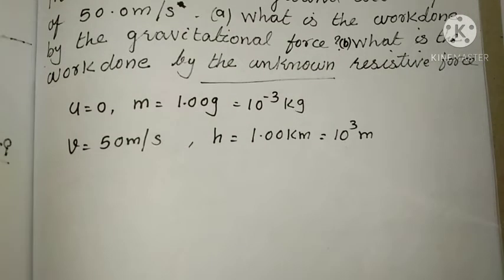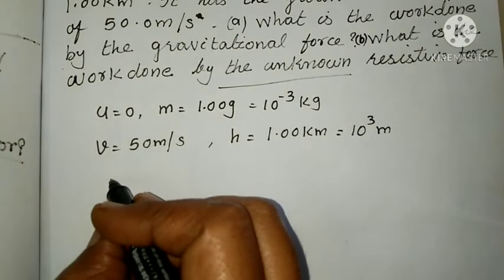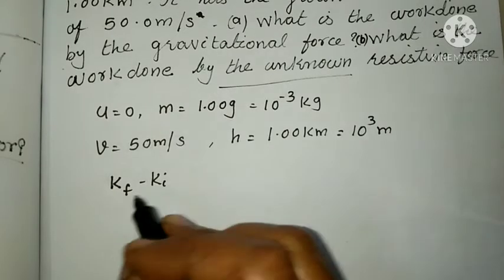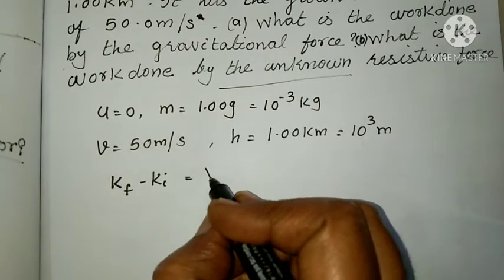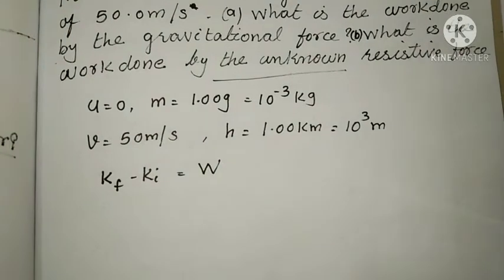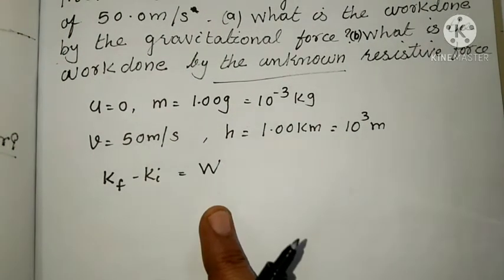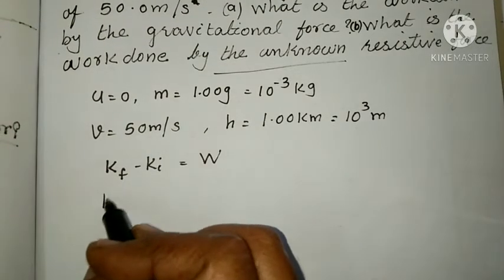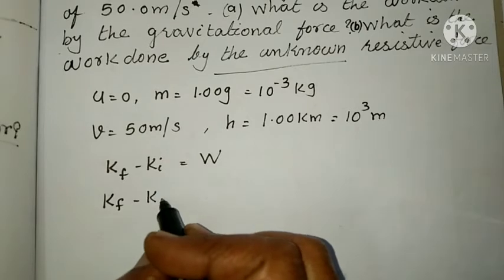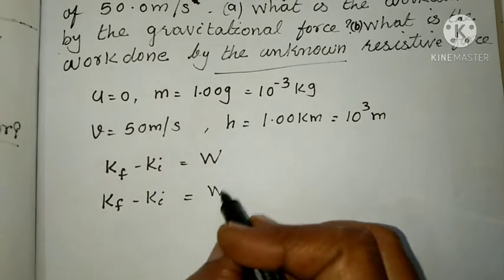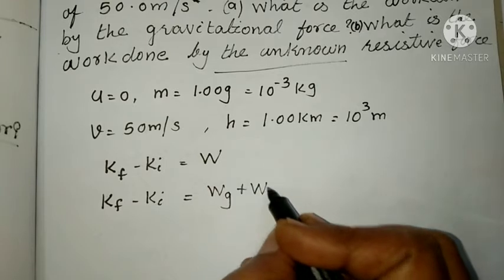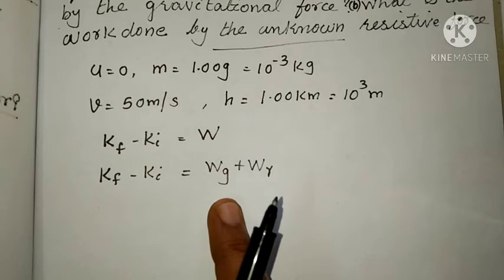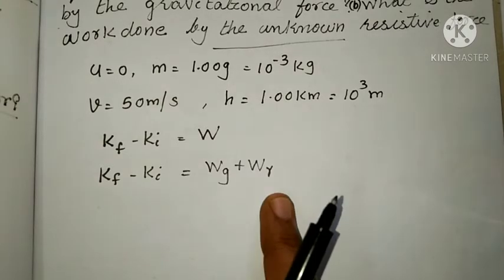According to the work energy theorem, we can write change in kinetic energy. As you studied in the theory, change in kinetic energy, Kf minus Ki, is equal to the work done. What is the work done here? It is the total work done by the gravitational force and by the resistive force. So, we can write change in kinetic energy Kf minus Ki equal to Wg plus Wr. Total work done is work done by the gravitational force plus work done by the resistive force.